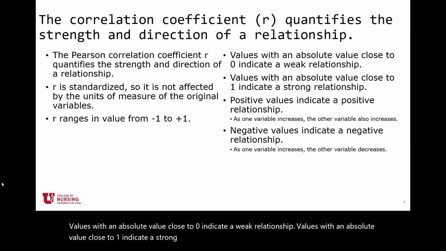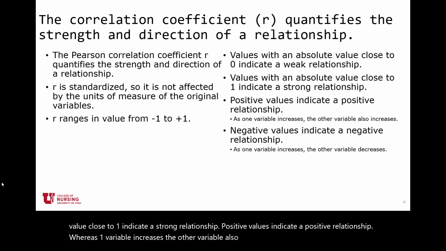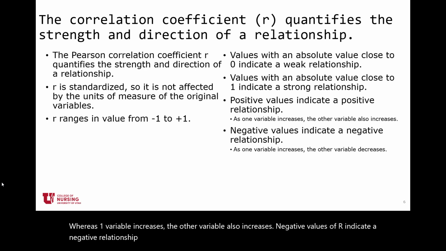Positive values indicate a positive relationship, where as one variable increases, the other variable also increases. Negative values of R indicate a negative relationship. As one variable increases, the other variable decreases.